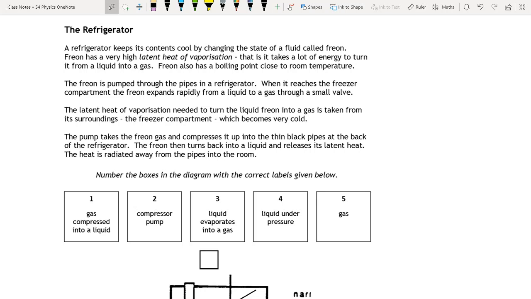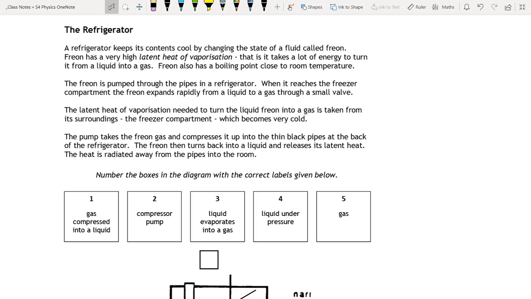So it takes heat energy from the surroundings to go from a liquid to a gas and a lot of heat energy away. Freon also has a boiling point close to room temperature. The freon is pumped through the pipes in a refrigerator. When it reaches the freezer compartment, the freon expands rapidly from a liquid to a gas through a small valve. When it does that, it takes in heat energy, makes the surroundings colder. The latent heat of vaporization needed to turn the liquid into a gas is taken from its surroundings, the freezer compartment, which becomes very cold.